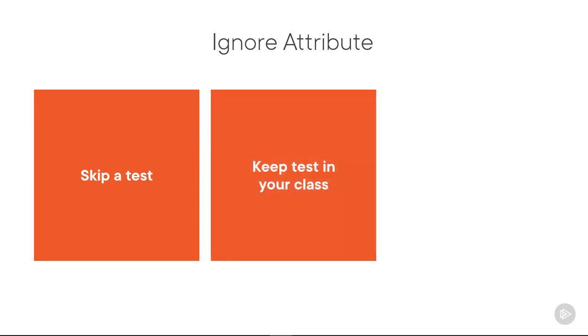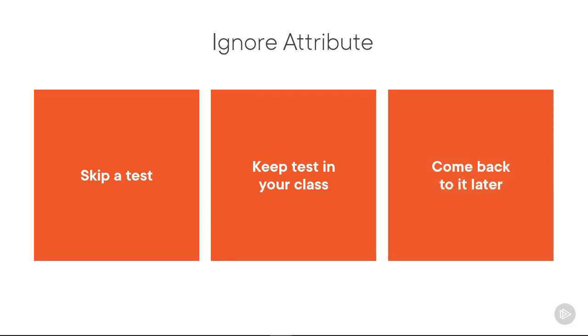Let's take a look at a couple of the action attributes. We'll look at ignore, which allows you to skip a test. I mean, you're leaving the test in your test class, but you're going to be able to skip it. And that means you can just come back to it later and then include it back just by eliminating this ignore attribute.